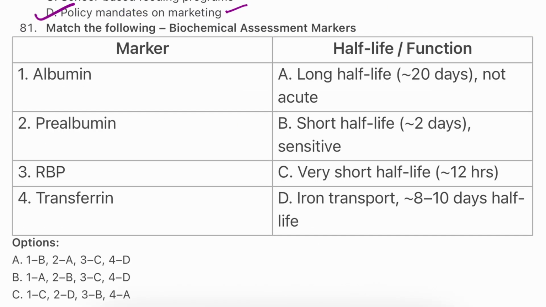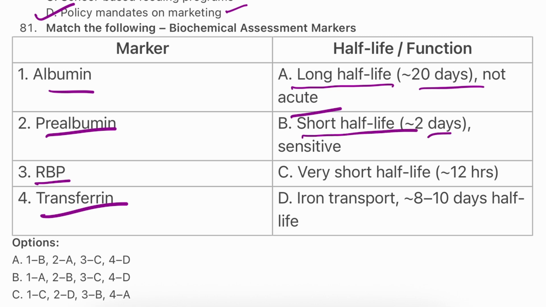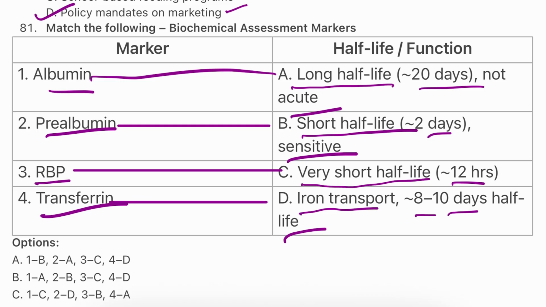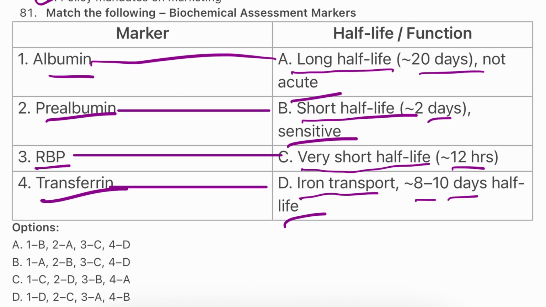Question number 81. Match the following: albumin, pre-albumin, RBP, transferrin; long half-life 20 days not acute, short half-life 2 days sensitive, very short half-life 12 hours, iron transport 8 to 10 days half-life. So we'll match it. Albumin is for the long half-life of 20 days. Pre-albumin is a short indicator for protein energy deficiency. So that is B. RBP is very short half-life, which is 12 hours. Transferrin is the marker for iron transport, 8 to 10 days half-life. So the answer is B.